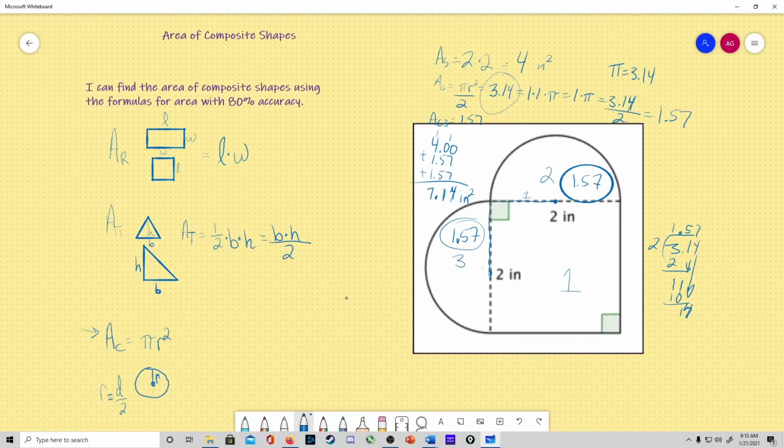So again, when you're looking at composite shapes, it's really just breaking them down into what shapes they are and then using the formulas for those regular polygons that we already know, because we don't really have a formula for a heart. Okay, I've never seen that formula. So we just got to be able to use what we know, break down the shapes, and then find our solutions from there.